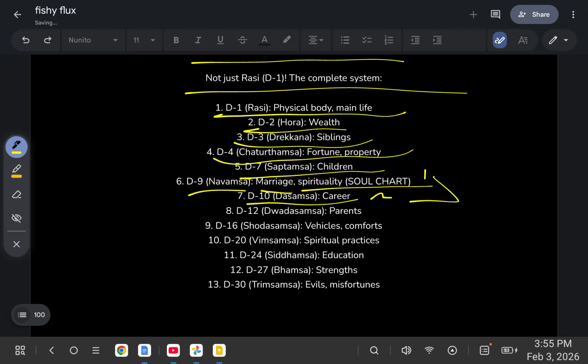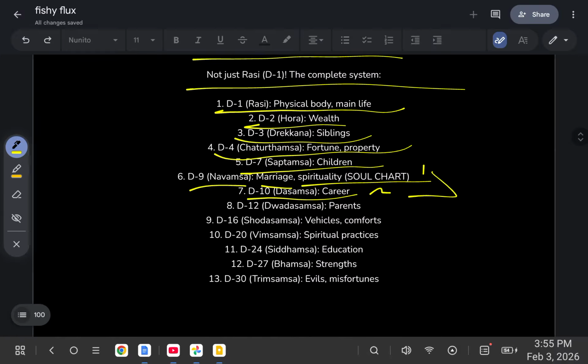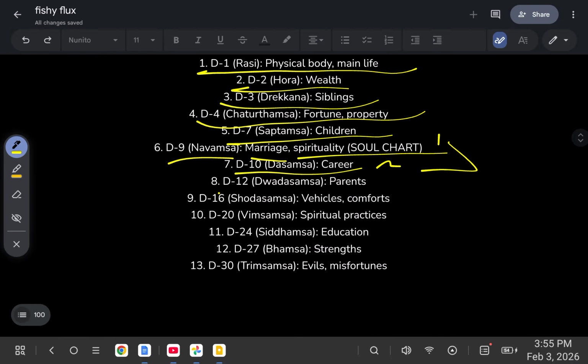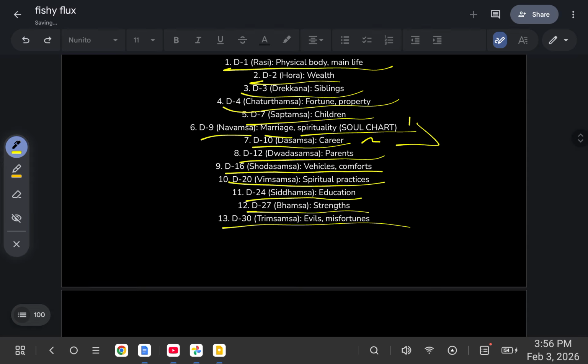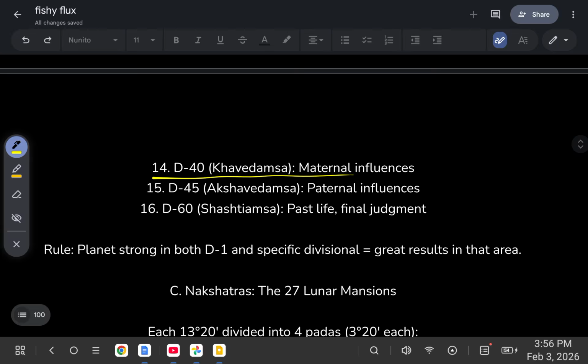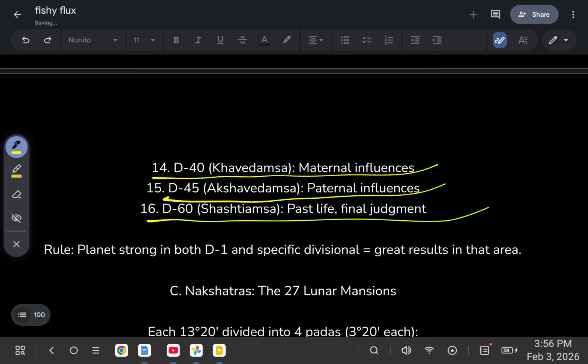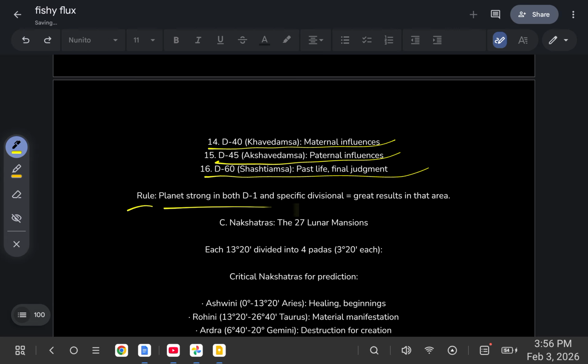They say that these are your most important Varga charts. So D12, Dwadasamsa, parents. D16, Shodasamsa, vehicles, comforts. D20, Vimsamsa, spiritual practices. D24, Siddhamsa, education. D27, Bhamsa, strengths. And D30, Trimsamsa, evils, misfortunes. D40, Khavedamsa, maternal influences. D45, Akshavedamsa, paternal influences. D60, Shashtyamsa, past life, final judgment. The rule is: a planet strong in both D1 and the specific divisional chart equals great results in that area.